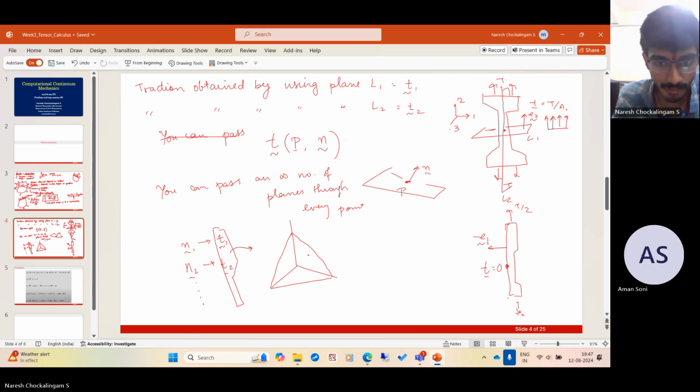So Cauchy considered a tetrahedron with 3 of its faces oriented along the coordinate planes. So if you have the x1, x2, x3 axes, you have this plane, which has normal minus e3. This plane has a normal minus e1, and this plane has a normal minus e2. And there is a plane which is facing us that has some general normal n.